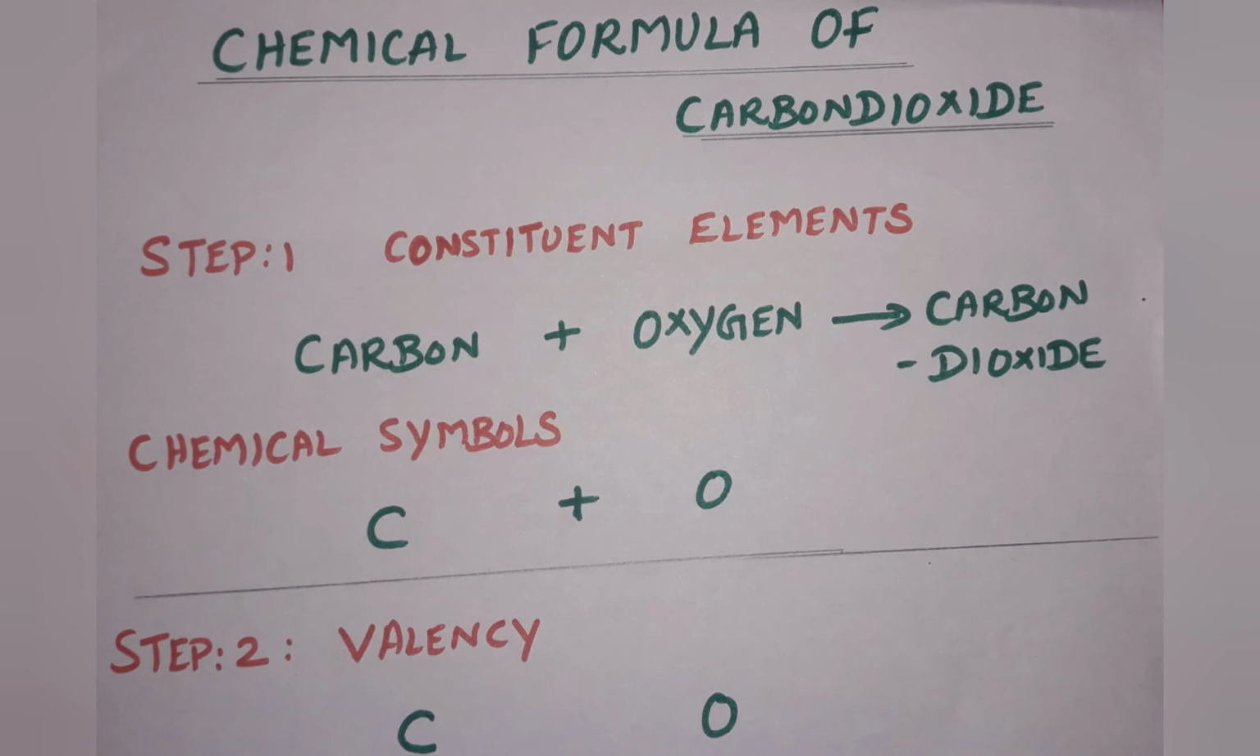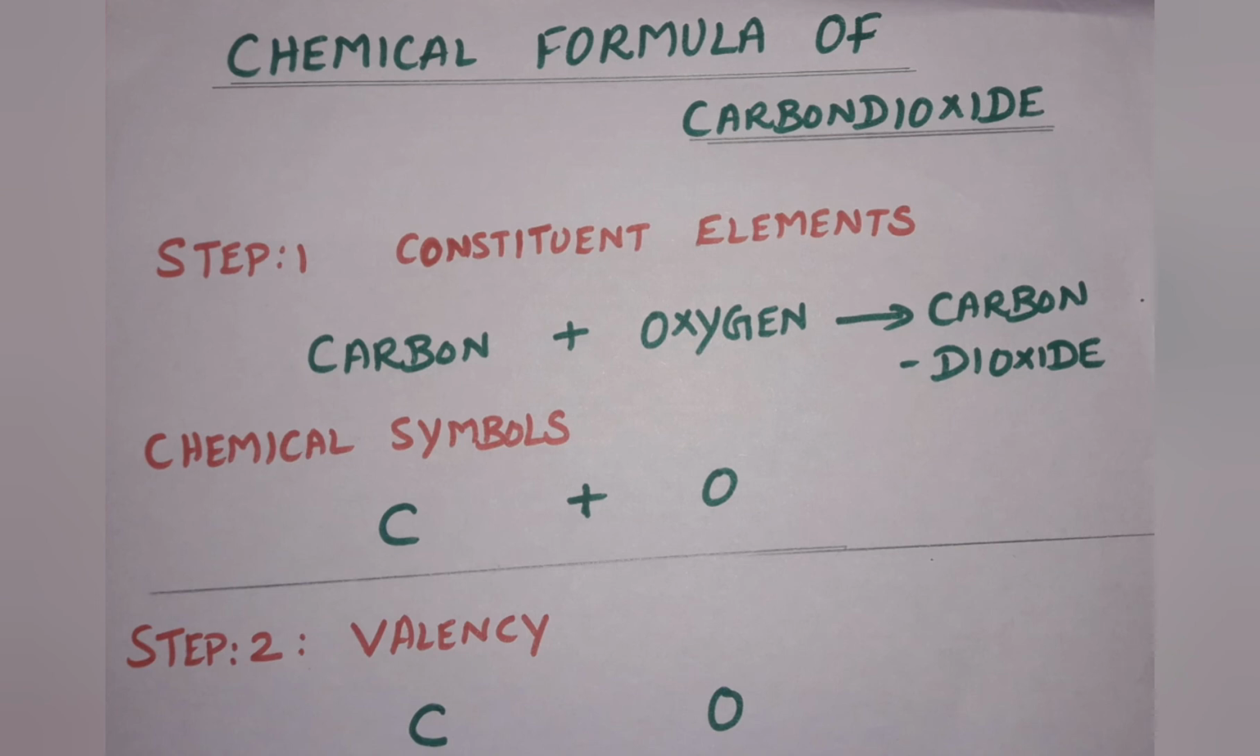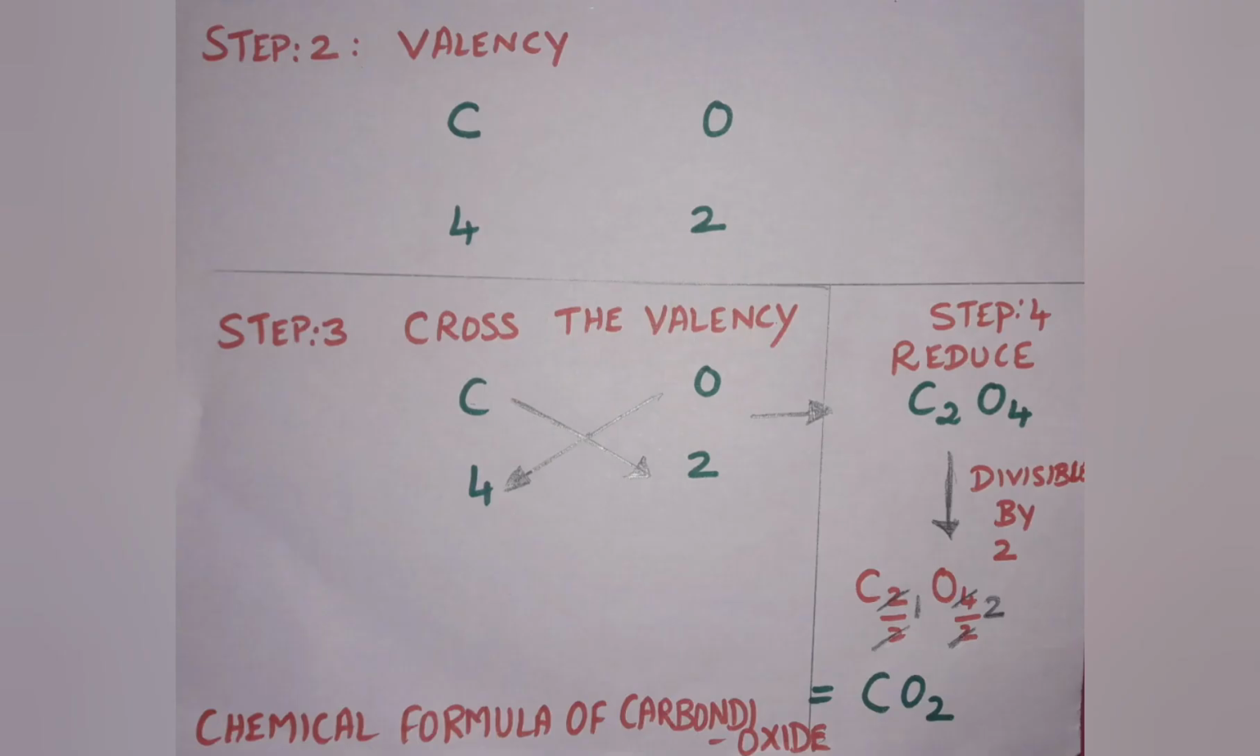Next, let us see another example. Writing the formula of carbon dioxide. The first step is writing the chemical symbols of the constituent elements. Here the constituent elements are carbon and oxygen. So the chemical symbol of carbon is C and oxygen is O. Second step is writing the valencies of the elements. Here the valency of carbon is 4 and that of oxygen is 2.